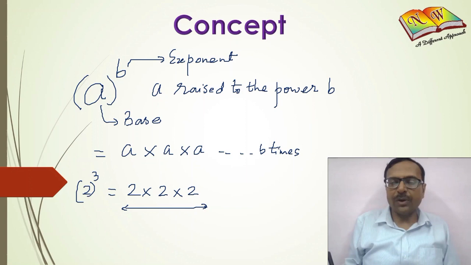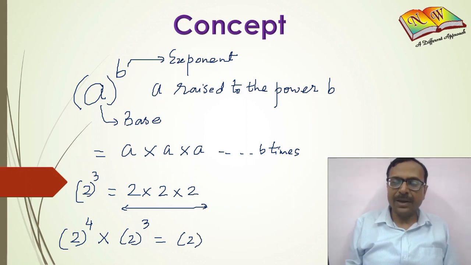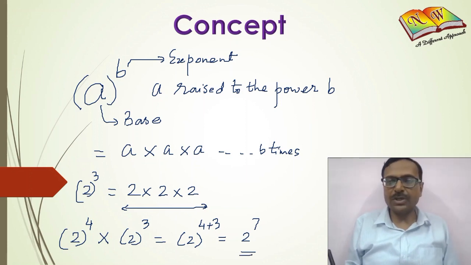Now there are laws of exponents. That means how do you simplify expressions which contain bases and exponents? We have to use the laws. One of the laws says that when you have the same base in two terms and you are multiplying them, although the powers are different, you can keep the base same and add the powers. So 2 raised to power 4 times 2 raised to power 3 is equal to 2 raised to power 7.